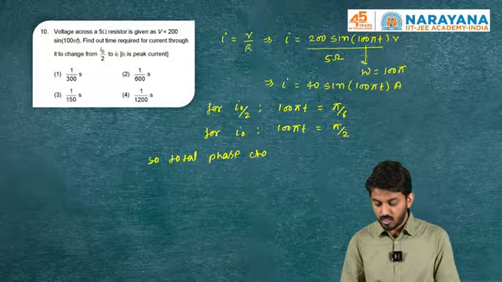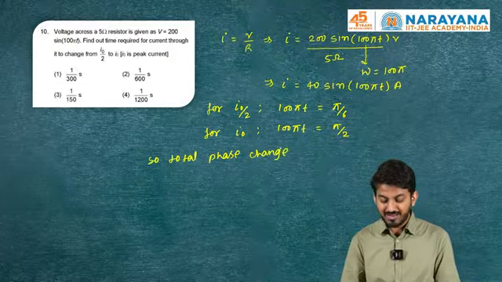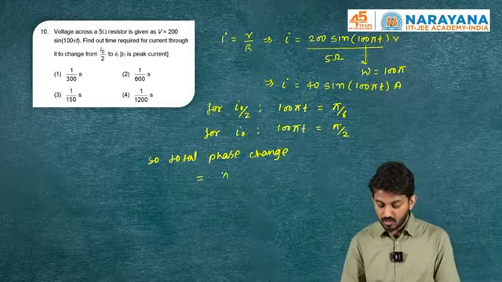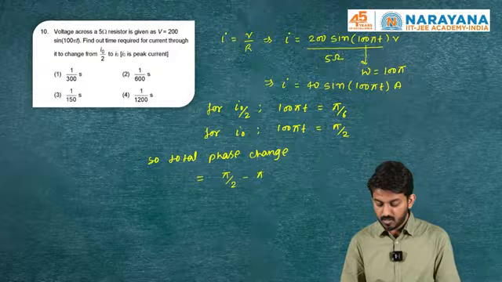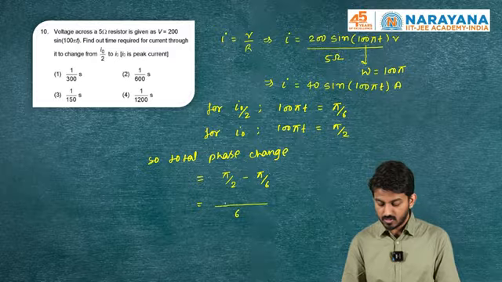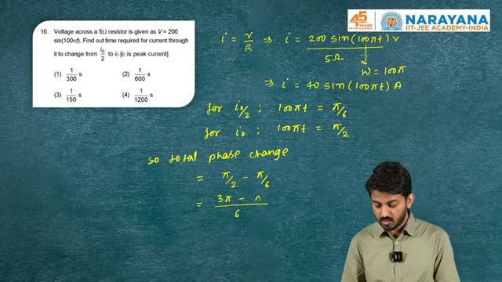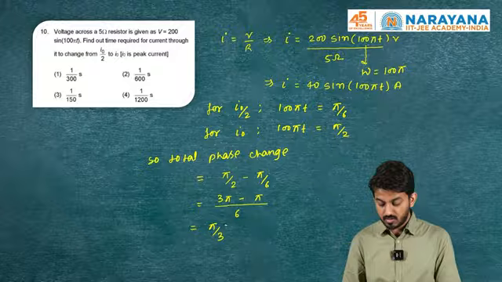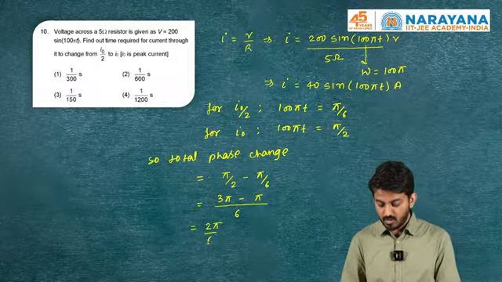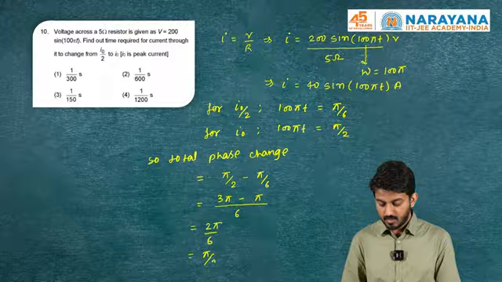So total phase change or angle turned by the phasor, as you can see, is equal to pi by 2 minus pi by 6, which is... actually, it's 2 pi by 6, equal to pi by 3.